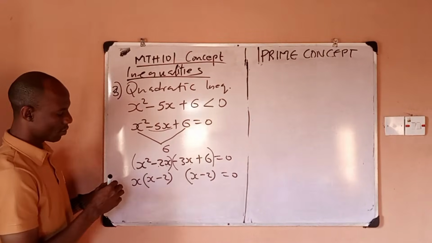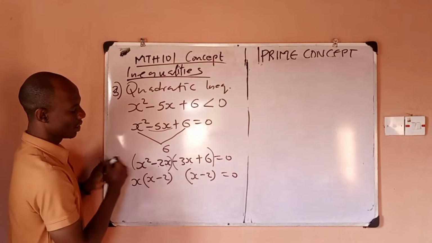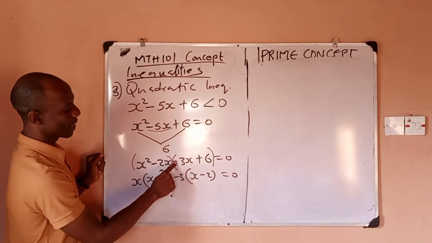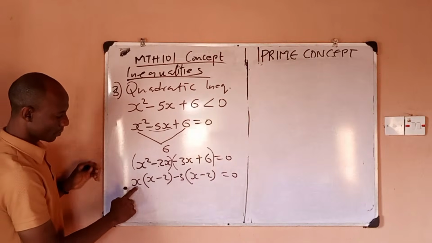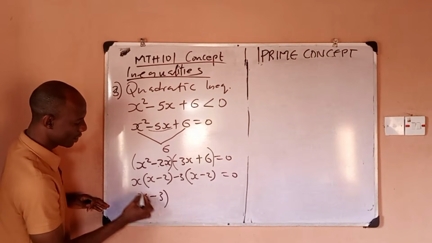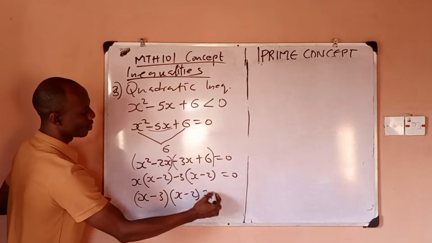So you ask yourself, what will you place here, so that when you use it to multiply this, it will give you -3? Obviously, it is -3. So -3 times this is -3x, -3 times this is +6. So I will take this, so that is x minus 3. And then I'll take one of this, which is x minus 2, equal to what?